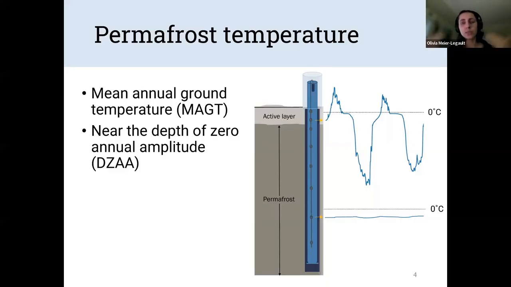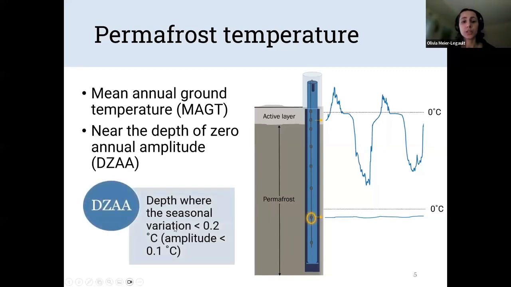And this is because the deeper you are in the soil, the less sensitive it is to air temperature, which leads to a dampening effect on the sinusoidal temperature variation. And so this is really how the depth of zero annual amplitude is defined, which is where the seasonal variation is less than 0.2 degrees Celsius. And the reason that this depth is chosen is because of this reduced sensitivity, but also because it provides insight into past climates and how climate is impacting permafrost temperature.